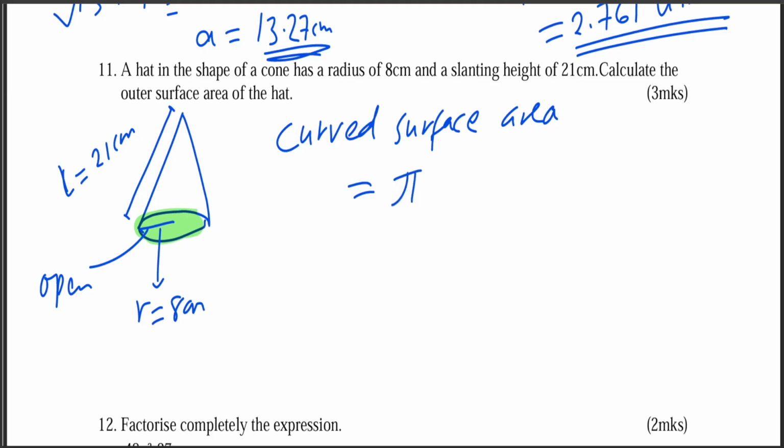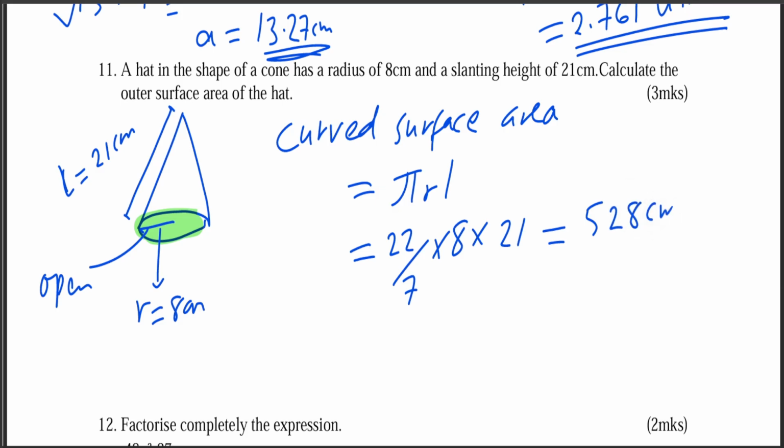So pi rl, hata ingekuwa mimi singeweka hiyo outer, nisema tu calculate surface area of the hat. So pi rl, so 22/7 times your radius, which is 8, times slant height of 21, you'll get the answer directly. Is there another trick? Kwa sababu ni 3 marks. I don't think there's another trick, so ni pi rl peke yake. So 22/7 times 8 times 21 is going to give us 528 centimeter square. 1 and 3 marks. They're very tricky.